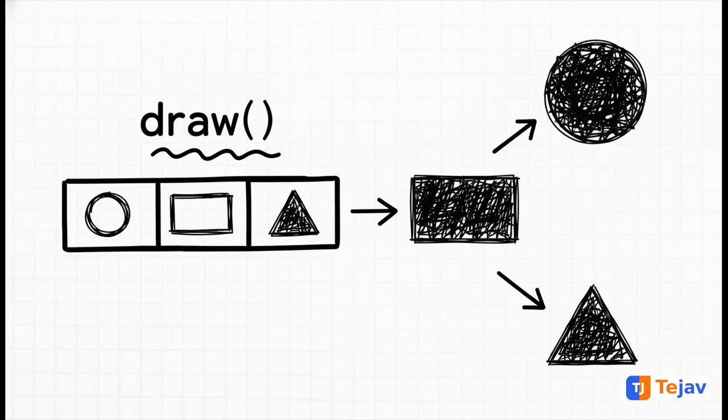And here is the magic, the crucial point. You can have a list of all these different shape objects, and when you call that one single draw method on each of them, you get different results every time. The circle draws a circle, and the rectangle draws a rectangle. One method call, many different behaviors.